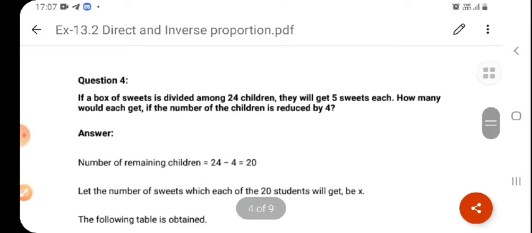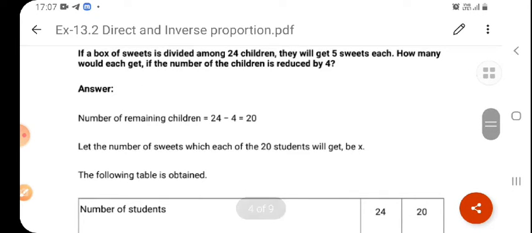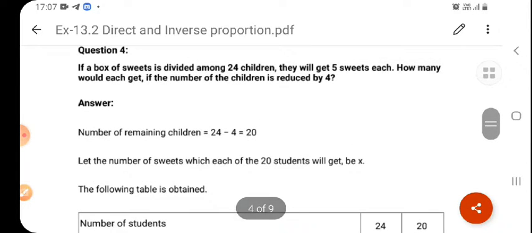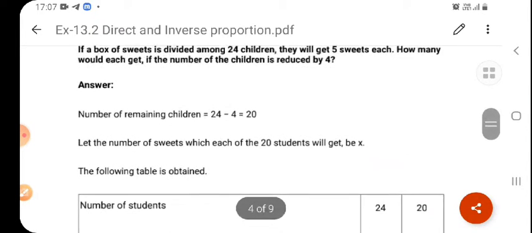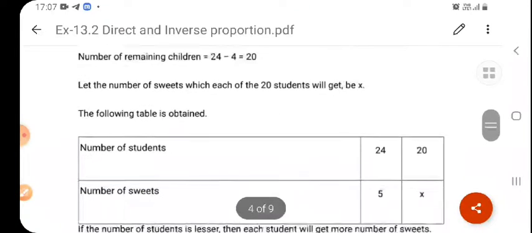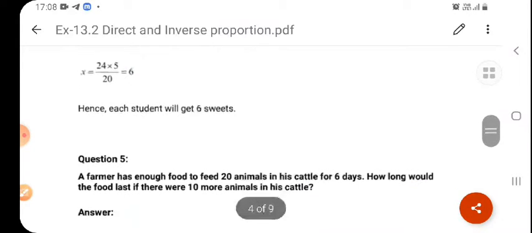Question number 4: if a box of sweets is divided among 24 children, they will get 5 sweets each. How many would each get if the number of children is reduced by 4? So when reduced by 4, the number of children will be 20. Let the number of sweets each of the 20 children will get be x. The table can be completed as 24 is to 5 and 20 is to x. The product 24 into 5 is the relation between inverse proportions. So 24 into 5 is equal to 20 into x. Get the value of x.